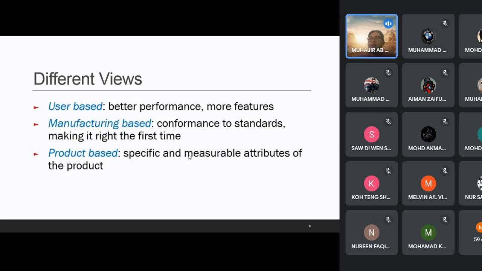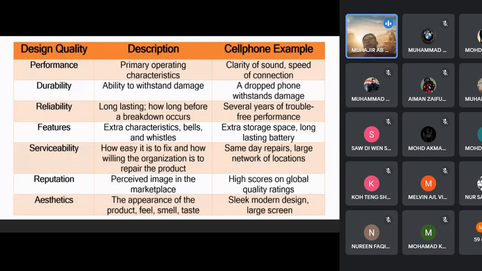And another thing is about the product based view. It is more toward the design lah. Okay, so let's see this in further detail. For example, in this cell phone example, you can see the design quality in terms of features. They have several qualities in terms of performance, durability, reliability, how long it can last, features, extra characteristics, serviceability, reputation, aesthetic, this means the appearance of the product, feel, smell, taste. In terms of a cell phone, there might be a sleek model design, a large screen.